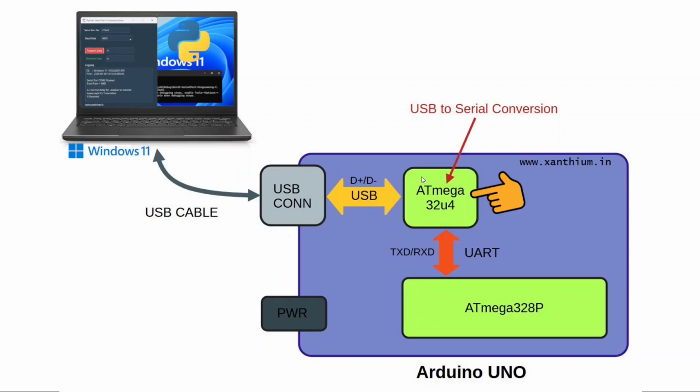That is usually Atmega 32 or Atmega 16U4. Once the USB is converted to serial, it is sent to the microcontroller. That will be Atmega 328P. Now the code running on Atmega 328 will receive the data and will send it back using the TXD and RXD pins of the Atmega 328P. So this is a very simple explanation of how the data travels from the PC to the Atmega 328P microcontroller.